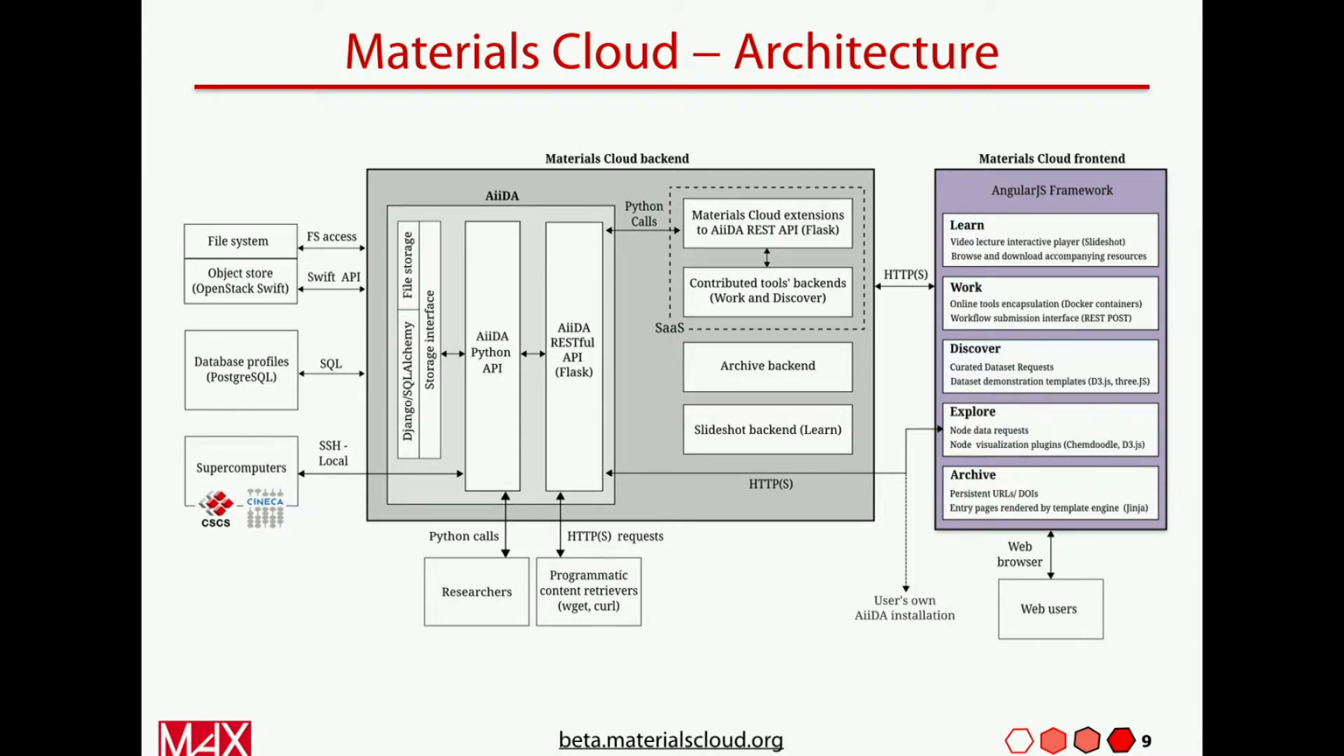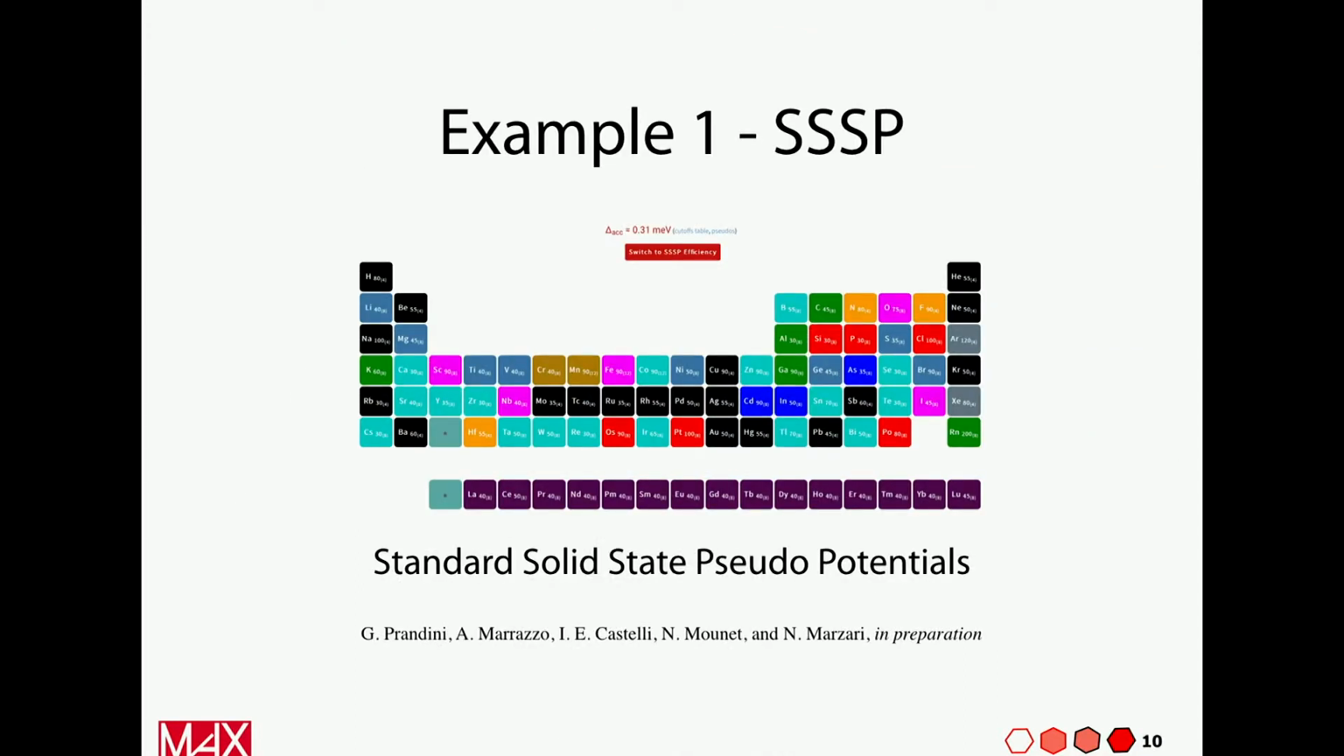So there's discover, which is about providing user-defined entry points to an AiiDA database. There's work, which is about running and launching calculations in the browser. Learn, where you will find recordings of lectures and tutorials together with slides. And finally, there's the archive, which is a place where you can upload your research data, get a document object identifier for it, and then link to this data in your paper. But this is all very abstract, and so what I really would like to do is to show you a few examples of what this actually means.